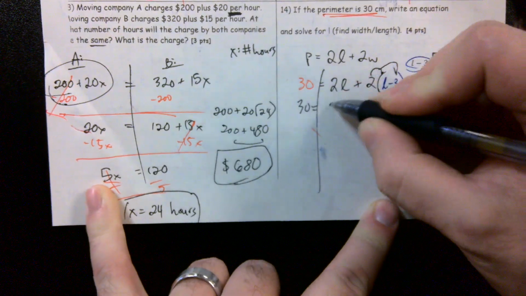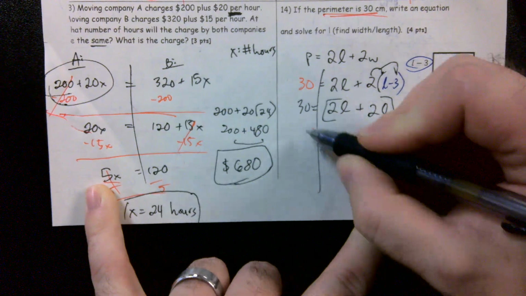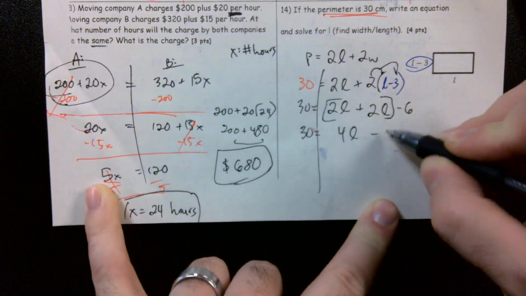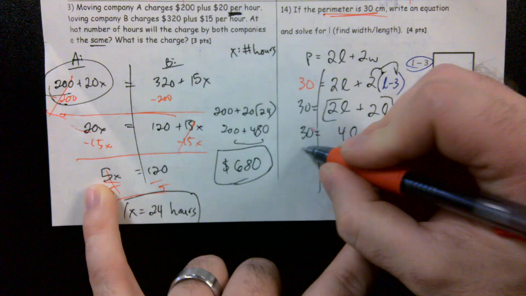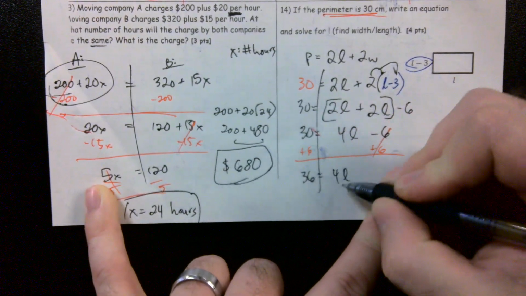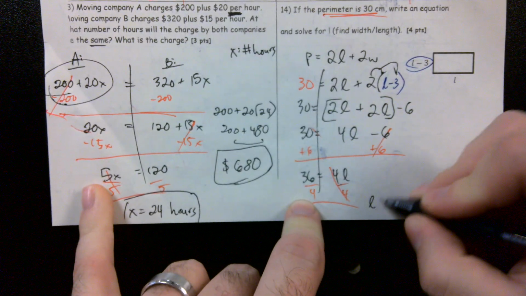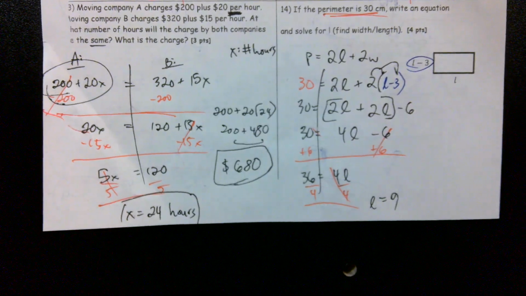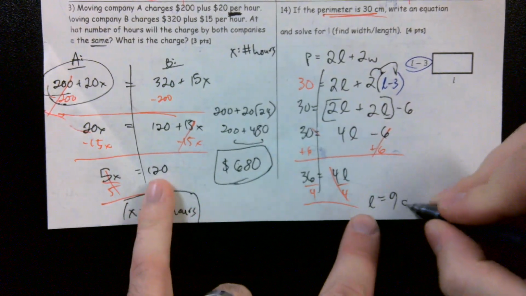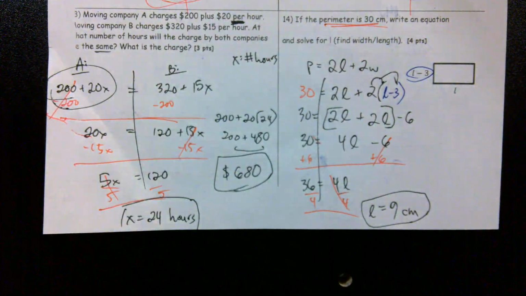We get 30 equals 2L plus 2L minus 6. Combine like terms to give me 4L minus 6. Add my constant to both sides to clear it. Divide both sides by 4. How many times does 4 go into 36? Okay, 9 what? Centimeters. Don't forget your units. All right. We solved for L.